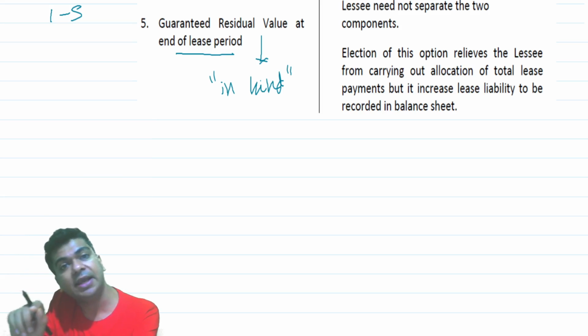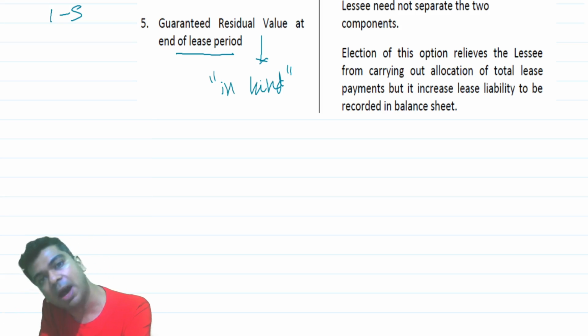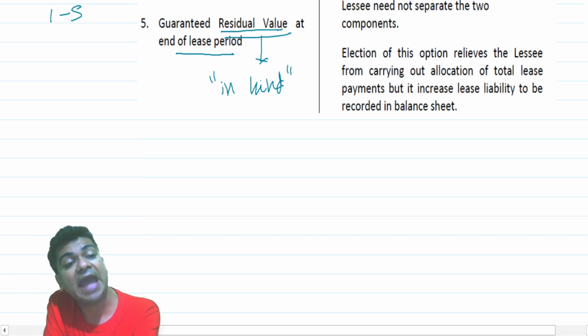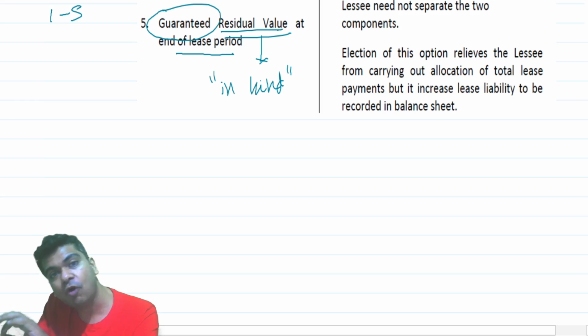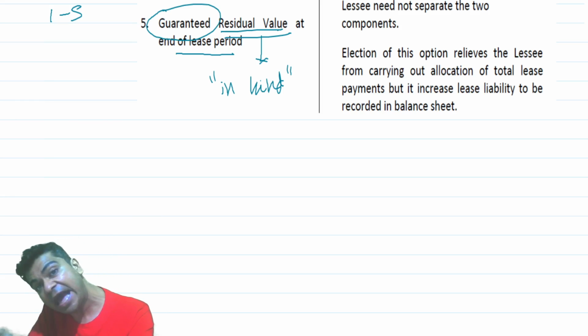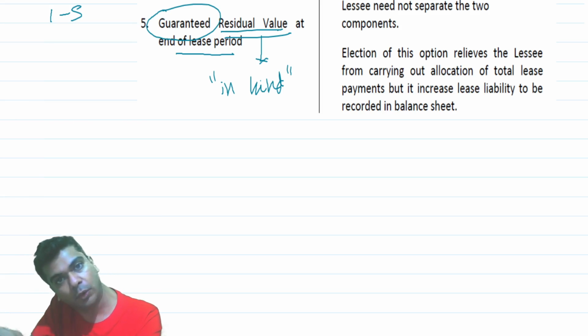The lessor will get that asset valued in the secondary market. That will be nothing but the residual value. What is the guarantee that you have provided for the residual value? That is what will decide whether cash is payable, yes or no.